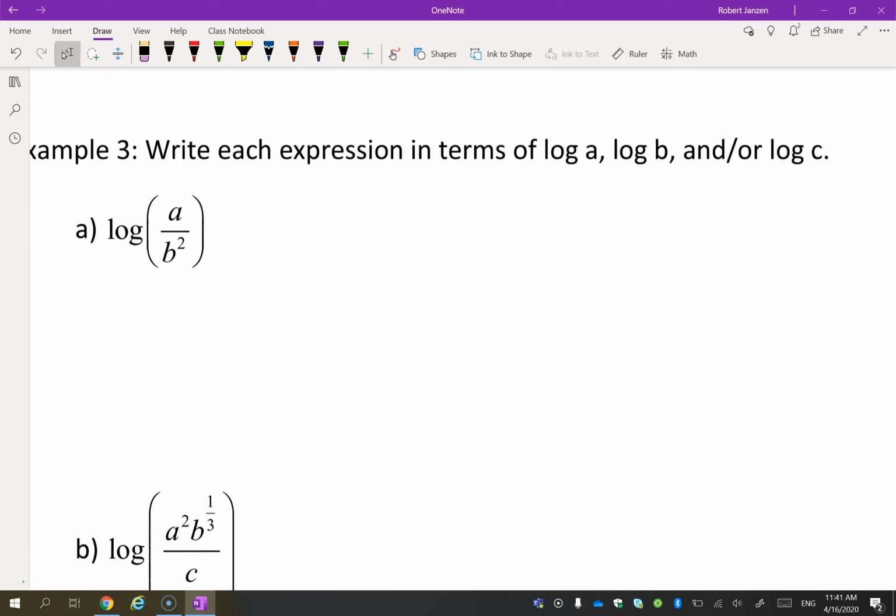Same thing here, but exactly the other way. So this time they want us to expand. Okay, I know it doesn't say that. It says write each expression in terms of log a, b, or log c. Another way of writing this is to say expand. Okay, so I'm going to have log a minus log b squared, except I can put that squared as a coefficient.